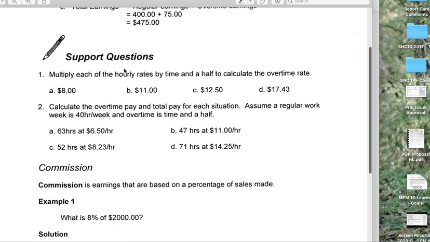So these are support questions, so you can go ahead and try these now if you want, just to make sure you understand. You don't have to do the support questions. The things that I'll be marking are the key questions. So you could pause it here, try these support questions, and then when you're done them, move on.